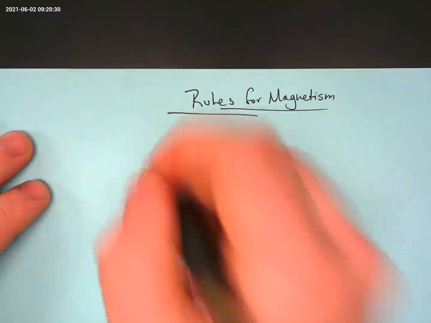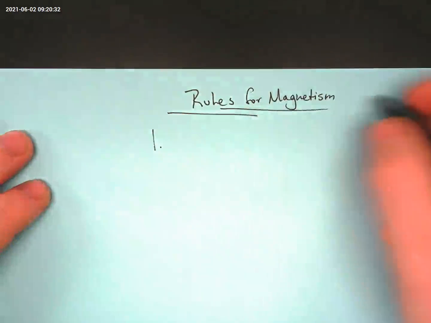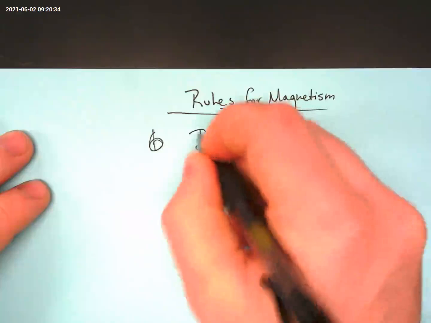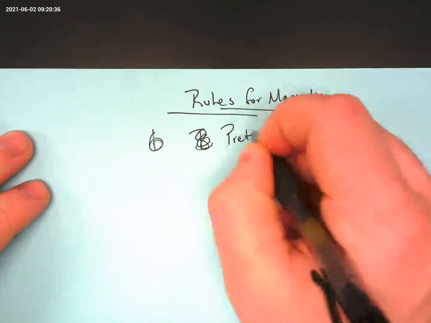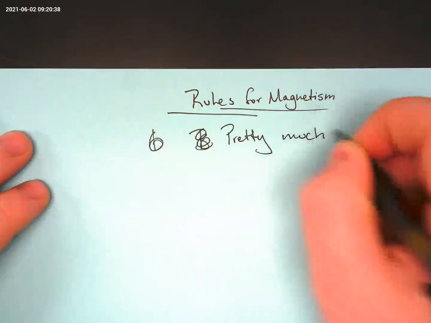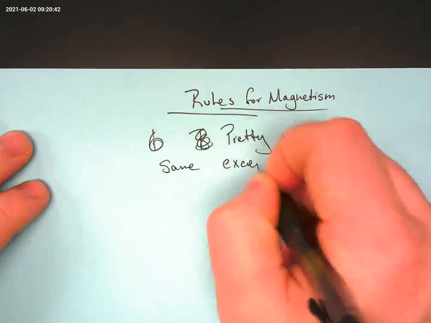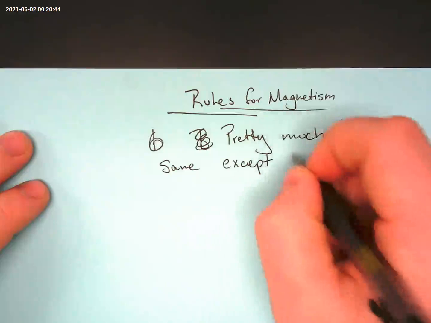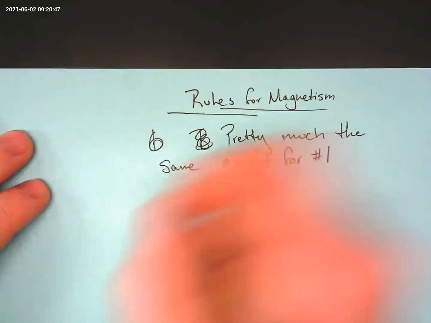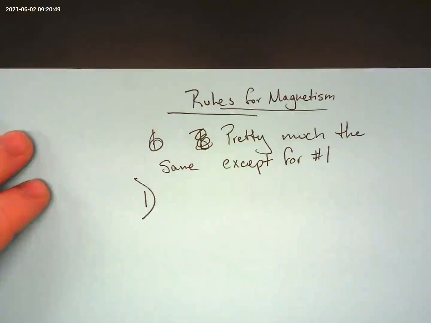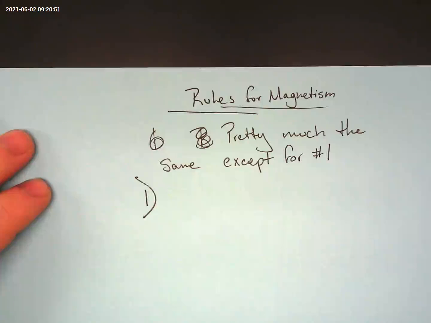So the rules for magnetism, again, are pretty much the same, except for number one. Number one is actually going to change from the lines pointing in the direction away from positive towards the negative. We're just going to tweak it a little bit.